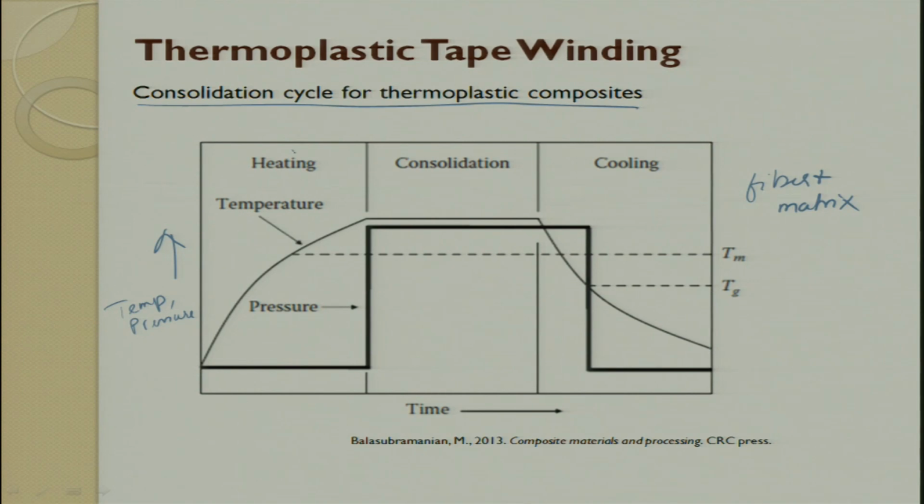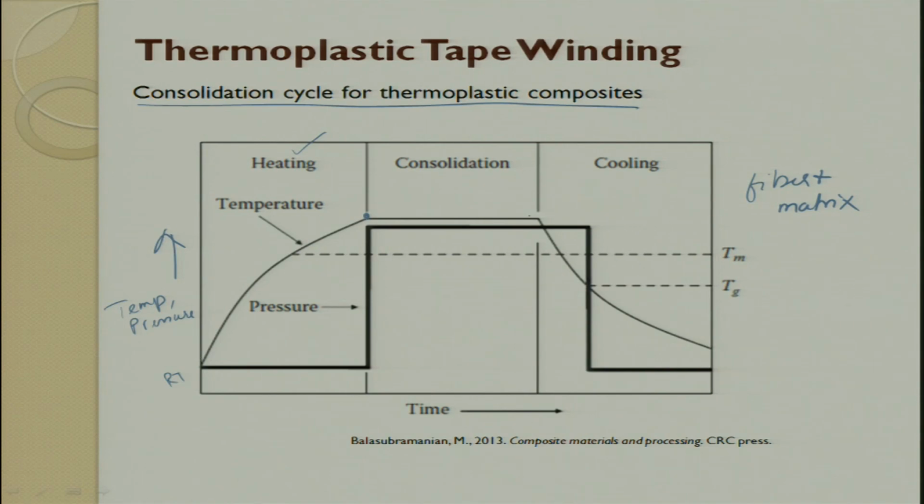So, the first cycle is the heating cycle. In the heating cycle, you can see the temperature will start rising from somewhere very close to the glass transition temperature, or slightly above or below, depending upon your requirements. What happens is you change it from a solid state, it goes to a viscoelastic state. In the viscoelastic state, there is a consolidation happening.